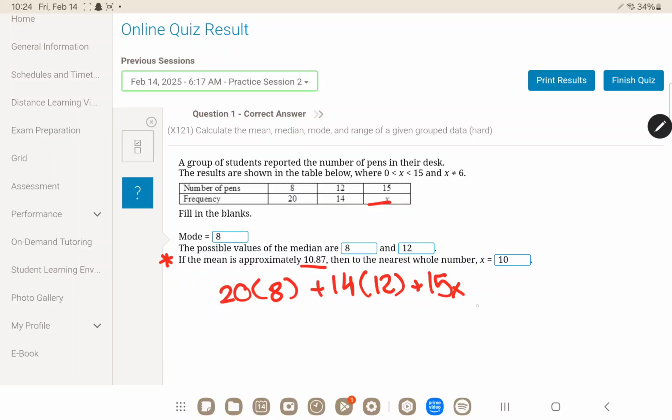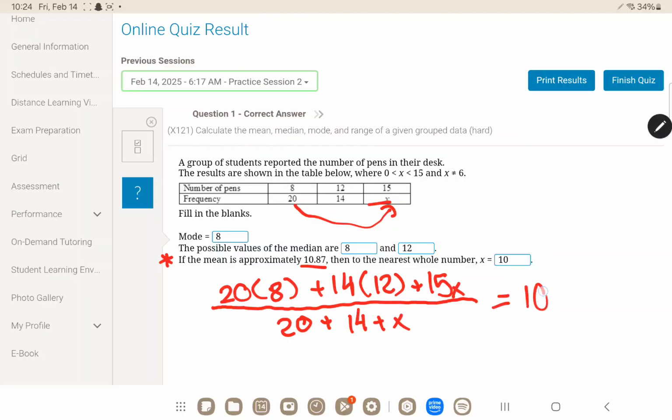okay, that's the worst line I've drawn in my life, over the sum of the bottom numbers, but we don't know all of them, so it's 20 plus 14 plus x. We know this all is equal to 10.87. Now, since we have unknown values, let's simplify the equation with the known values first. So 20 times 8 is 160, plus 14 times 12, which is 168, plus 15x.